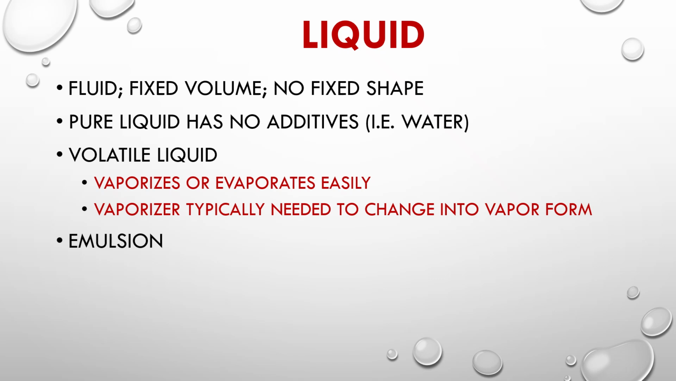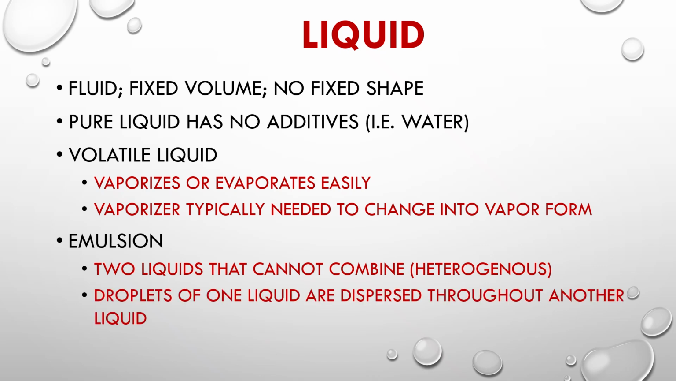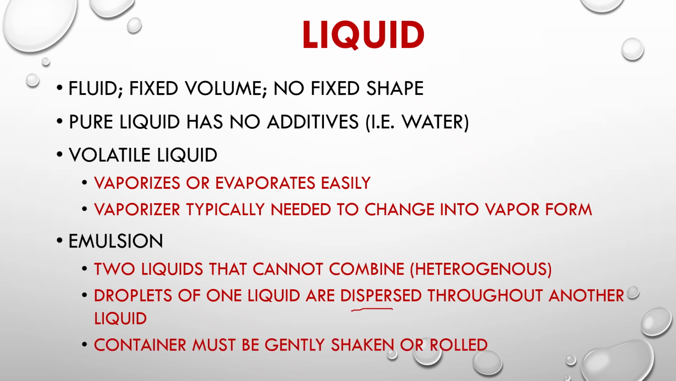Now we also have emulsions, and an emulsion is two liquids that don't combine very well. So they're heterogeneous. So again, like oil and water, those aren't drugs, but just as an example, that would be an emulsion. So what happens is we get the droplets of one of those dispersed throughout the other one. And so shaking it, or in some cases rolling it, helps with that. And if you've ever used a roll-on deodorant, that's why it's a roll-on. It's kind of a liquid, but we mash in some of the solids, or some of the other liquids. They don't mix very well.